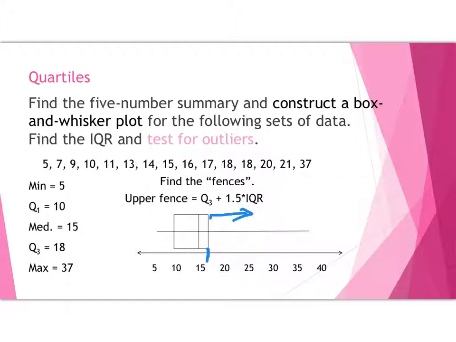Plus is how I go that way on the number line, and the distance is again 1.5 IQRs. So I start at 18, and I'm going to go up 1.5 times 8, which is 30. That means anything that goes past 30 is an outlier. If I had a data value that was 30 exactly, that would not be an outlier. That would be fine. But anything higher than 30 is an outlier, which means that 37 is an outlier.